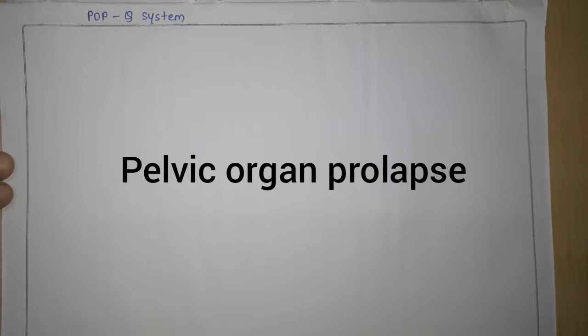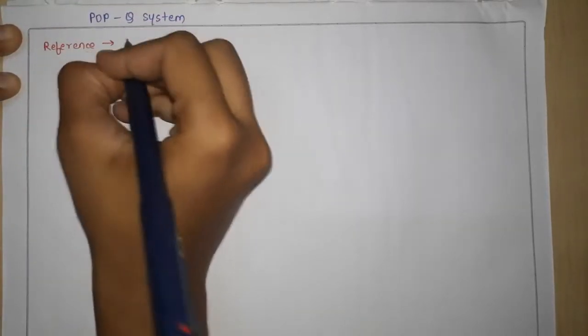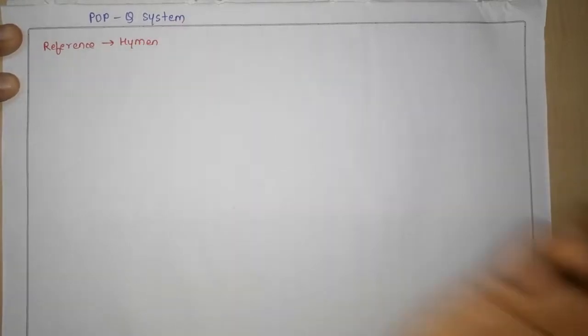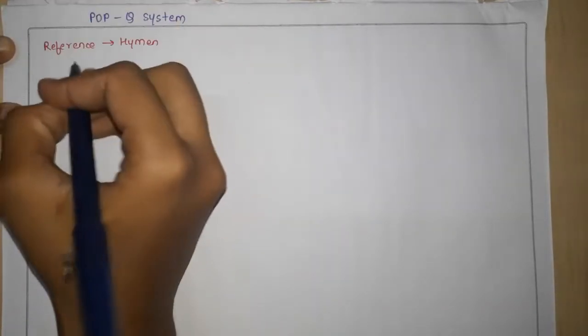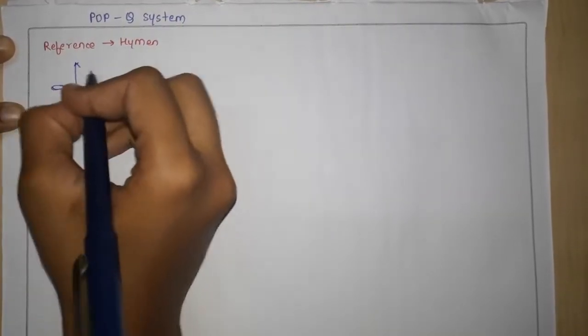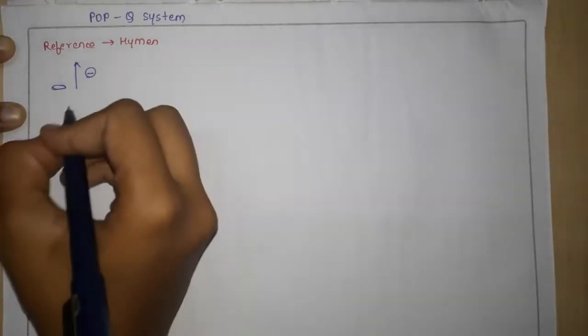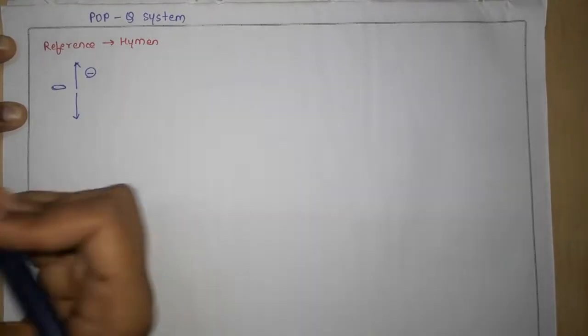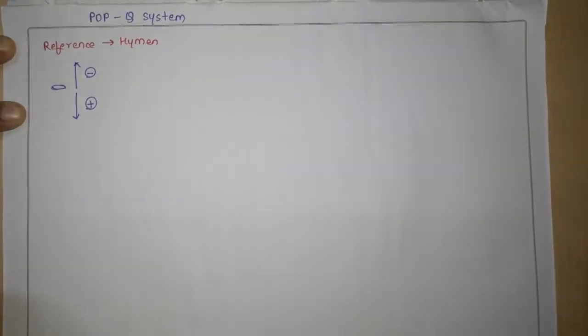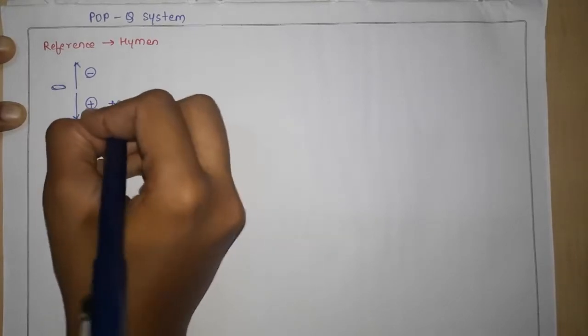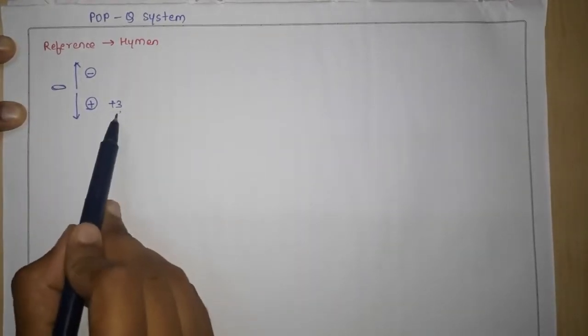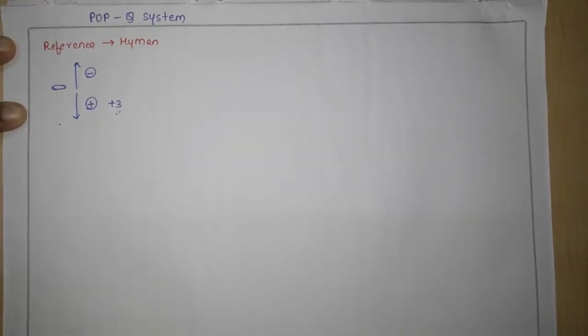In the POPQ system, it's basically based on a reference point. The reference point used in the POPQ will be the hymen. So the hymen is taken as reference point. If this is the hymen, anything proximal to it will be taken with a negative value, and anything distal to it or outside it will be taken with a positive value. So if I tell any value as a plus 3, that means that it is plus 3 centimeter distal or outside the hymen. So the reference point here is the hymen.